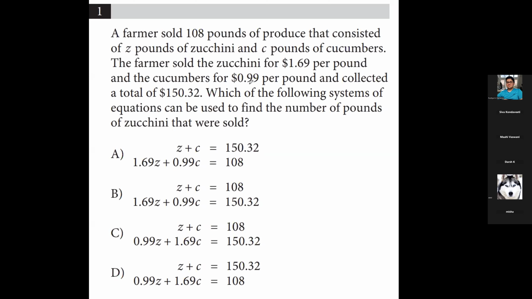Okay, so for question one, we're told in total there is 108 pounds of produce, and we're told there's Z pounds of zucchini and C pounds of cucumbers. So the total pounds of cucumbers plus the total pounds of zucchini, Z plus C, has to equal the total amount of produce, which is 108 pounds. Then we're also told that the farmer sold the zucchini for 1.69 per pound.